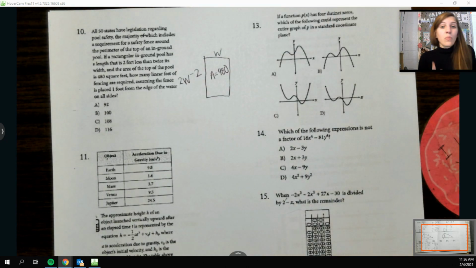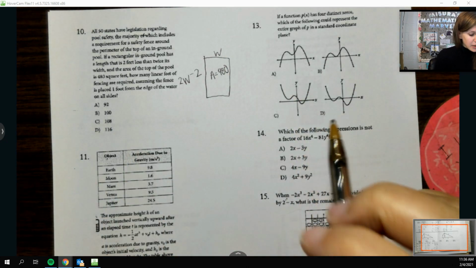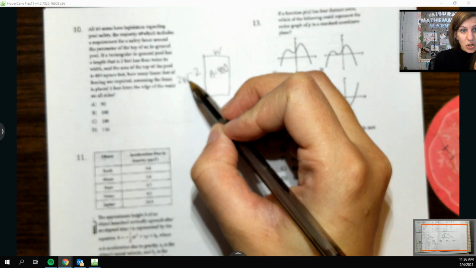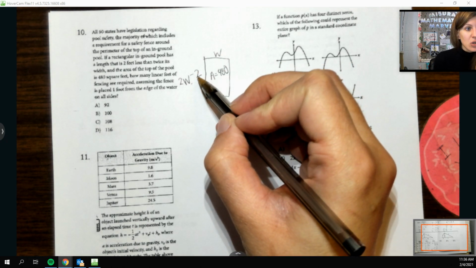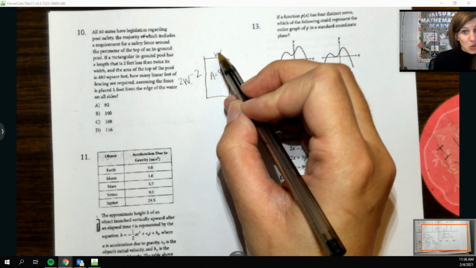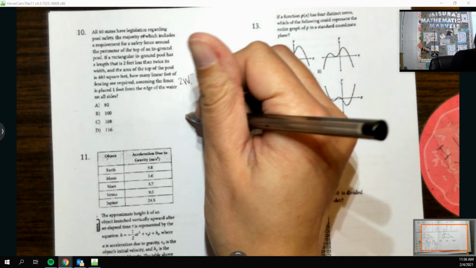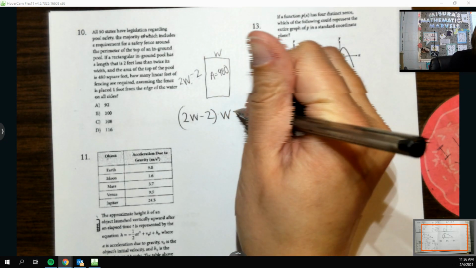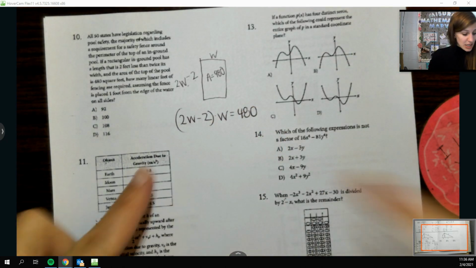Okay, we'll come back to that last part for the fencing, but I noticed right off the bat here that, hopefully you guys were understanding how I was writing these little formulas. They told me that the length was going to be 2 less than twice the width. And then this is just the width. And that's helpful because then they tell me the area. So I can find the area by multiplying length times width, and it will equal 480.